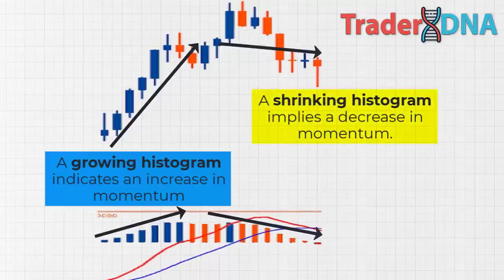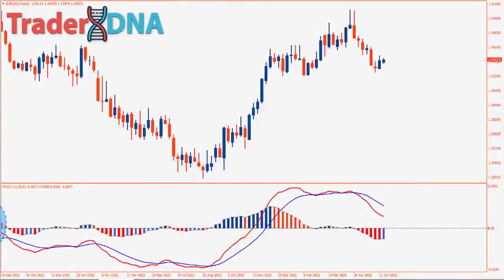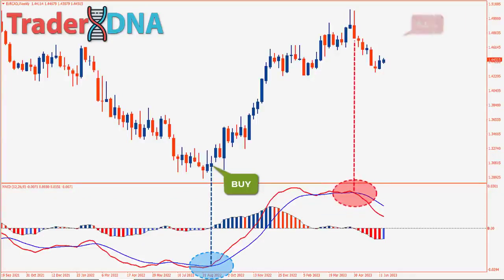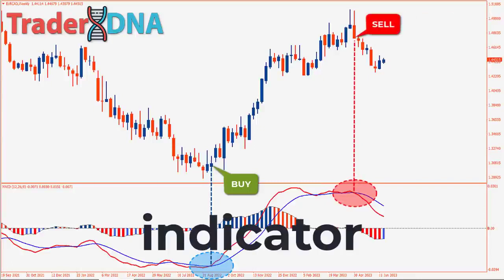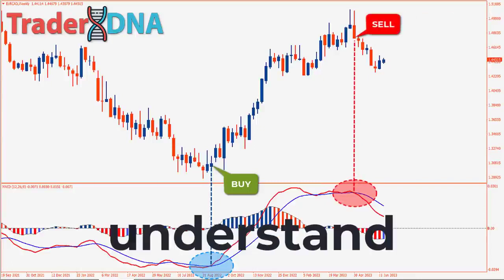To maximize the effectiveness of this indicator, it is advisable to enter a trade only when the lines cross upwards, specifically below the zero line. Entering a trade when the lines cross above the zero line is not recommended. Similarly, for short trades, it is crucial to enter the market only when the lines are crossing downward and positioned above the zero line. As you can see, this indicator is user-friendly and easy to understand.